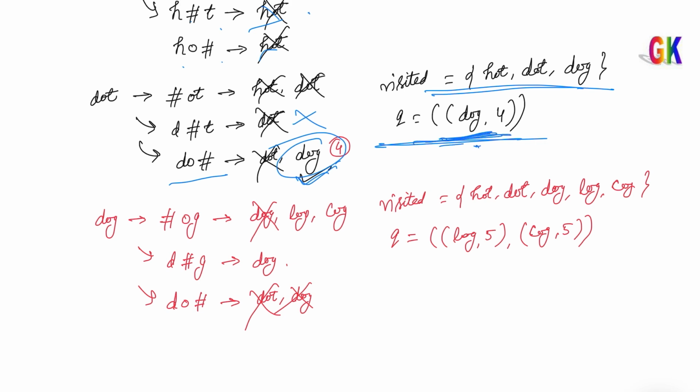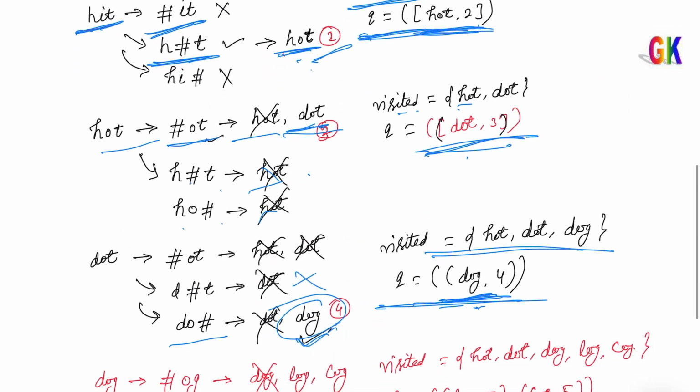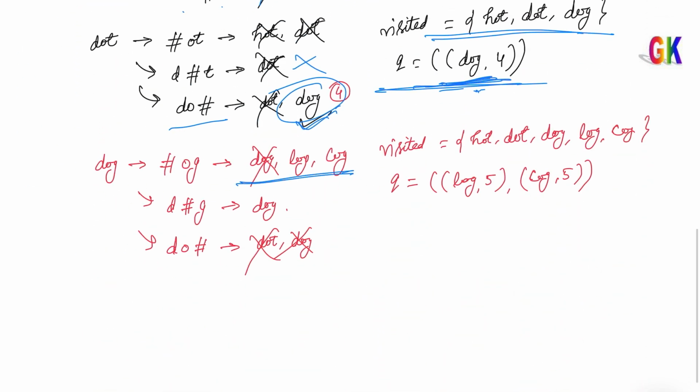So we have popped dog, so for dog we will change each character position. If we change the first character position, then it comes *og. For *og you can see there are 3 words, dog, log and cog. Dog is already there inside the visited set, so no need to put. And log and cog are not there, so we have added log and cog inside this visited set. If we change the second character, d*g, dog comes, dog already there, no need to put. For the last character, do*, if we change, dot and dog are already there, no need to put.